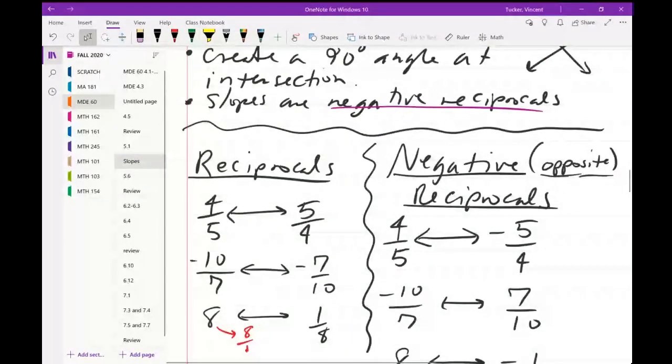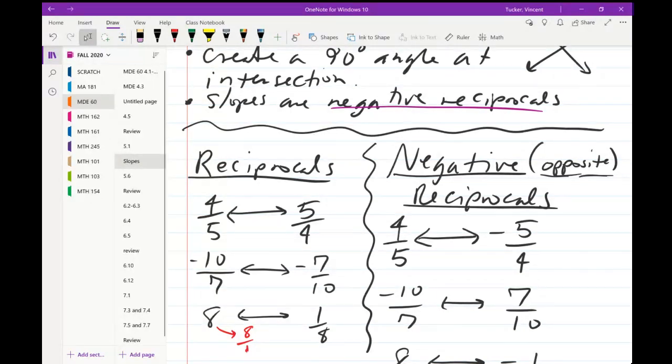So if you're just talking about regular reciprocals, that means you flip the fraction. So 4/5 and 5/4 are reciprocals of each other. Negative 10 over 7 and negative 7 over 10 are reciprocals. And 8 and 1 over 8 are reciprocals of each other. All you're doing is flipping the fractions. Whatever the signs are, they stay the same.